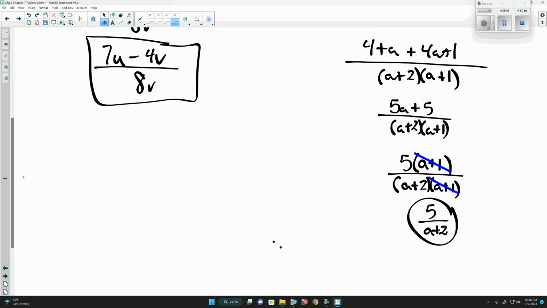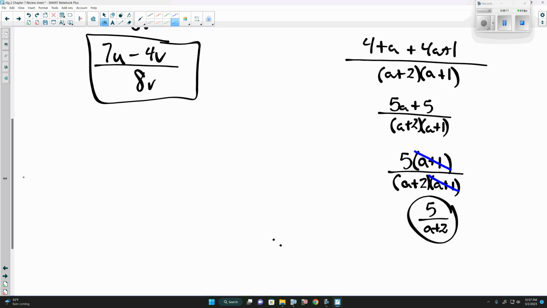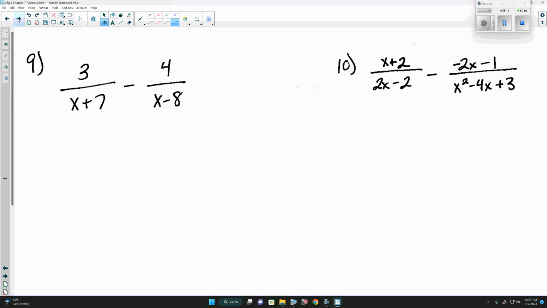Any questions on 7 and 8? Now these here on the test, there's a good chance they will simplify, but problems like number 9, where we have to make the denominators be the same, they're not likely to simplify, but it's always good to check. Now if we look at number 9, we need to make the denominators be the same.